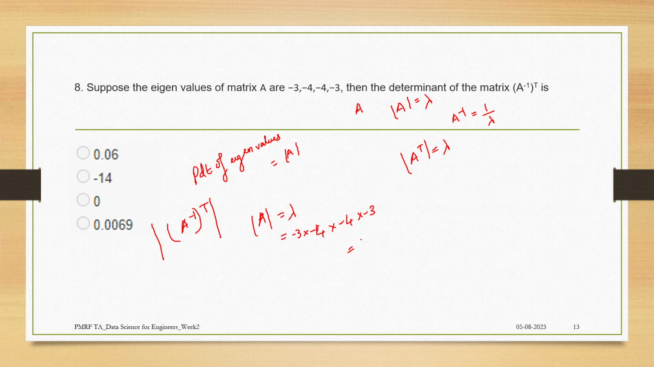16 into 9 it will be coming, right? Yeah, 144. So determinant of A inverse will be 1 by 144, and determinant of A inverse transpose also will be 1 by 144, which is given as the fourth answer. Okay, yeah.